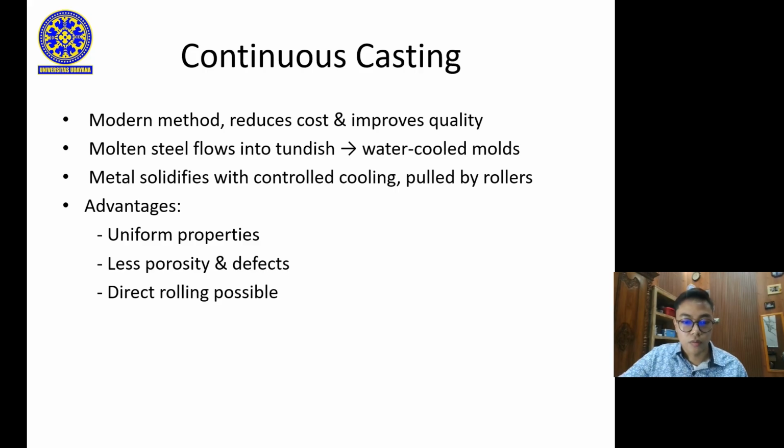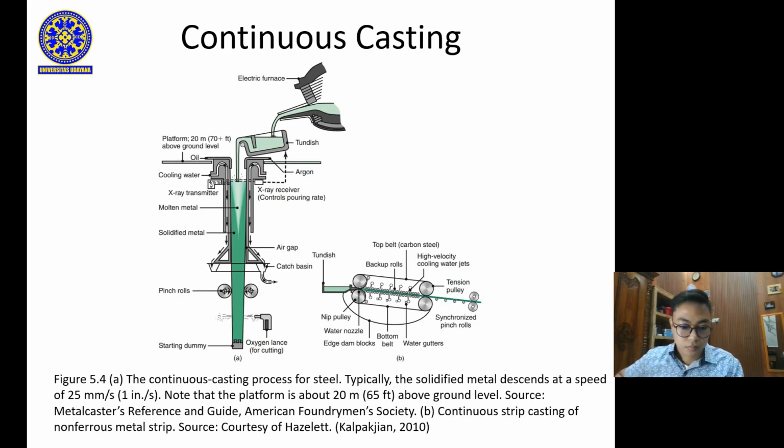The molten steel flows into the tundish, and then into water-cooled molds, and then the metal solidifies with controlled cooling and is pulled by the rollers. The advantage of this method is that it gives uniform properties in every part, with less porosity and fewer defects, and it makes direct rolling possible. So this is the schematic of the continuous casting.